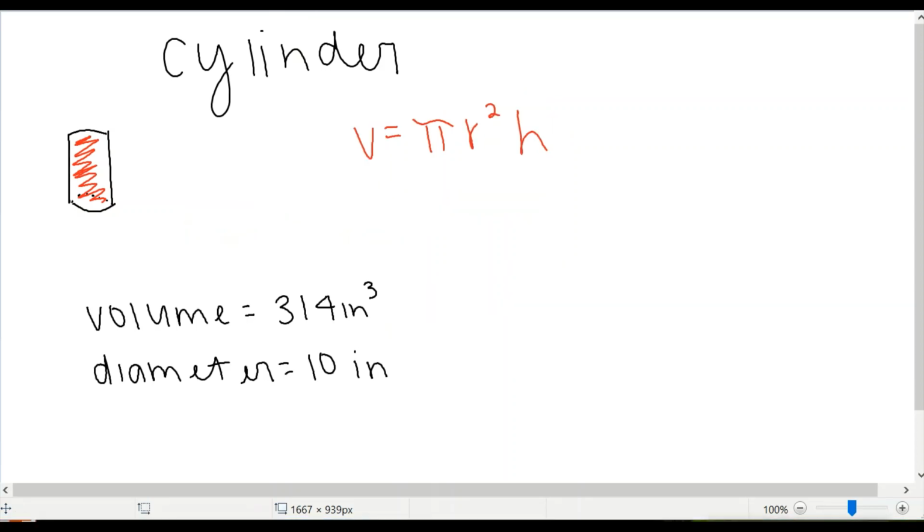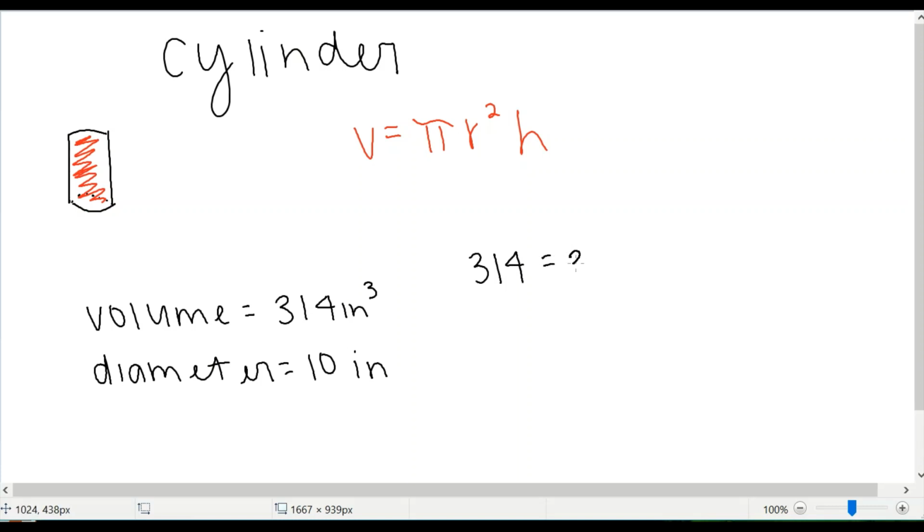Okay, so here's the next type of problem. We're going to work backwards. This time they're giving us the volume and the diameter, and we're going to be asked to find the height. So if you plug into your formula what you know, you're always just going to start with what I have written in red there and just start replacing letters with things you know. So I know that V is 314 according to the information that I'm given.